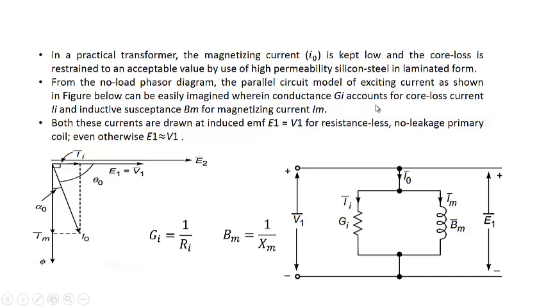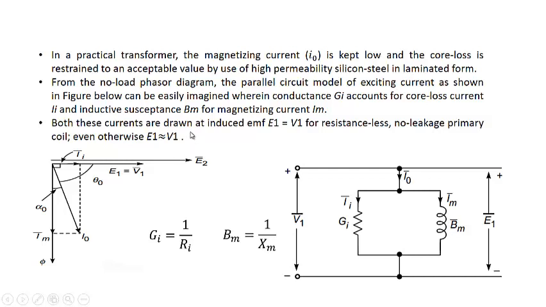Here the conductance Gi accounts for the core loss current, that is Ii, and the inductive susceptance Bm will account for the magnetizing current, that is Im, which is shown in this figure. So both these currents are drawn at induced voltage E1, which will be practically taken to be equal to V1 for a zero resistance or no leakage primary coil. Even otherwise, when resistance is present and there is some leakage, E1 is taken to be equal to V1.